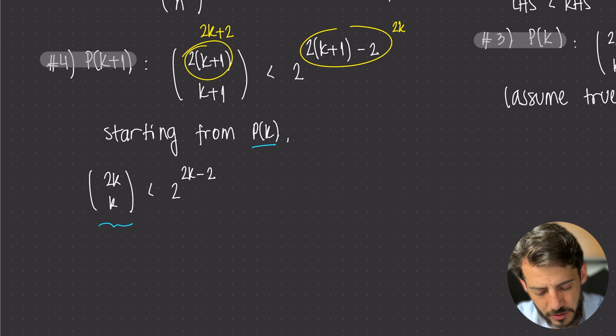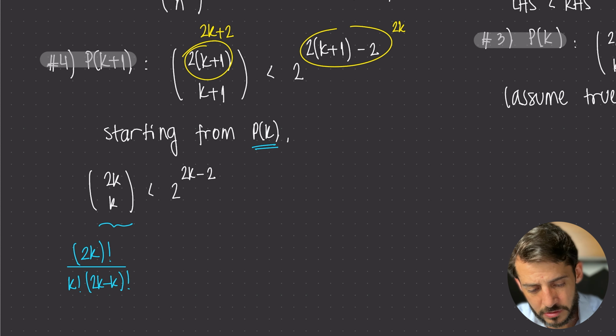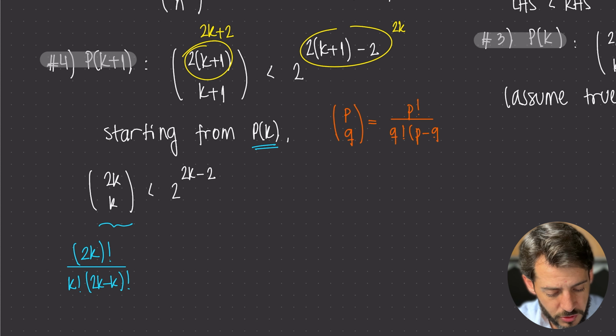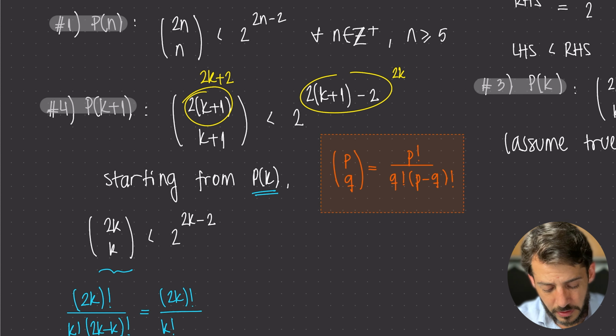So instead of thinking about these binomial coefficients as binomial coefficients, we can convert everything to factorials, meaning that on p of k, which is our assumption, we have 2k factorial over k factorial, 2k minus k factorial. Given that, of course, the formula for a binomial coefficient is p factorial over q factorial, p minus q factorial. And this can be simplified to 2k factorial over k factorial times k factorial.